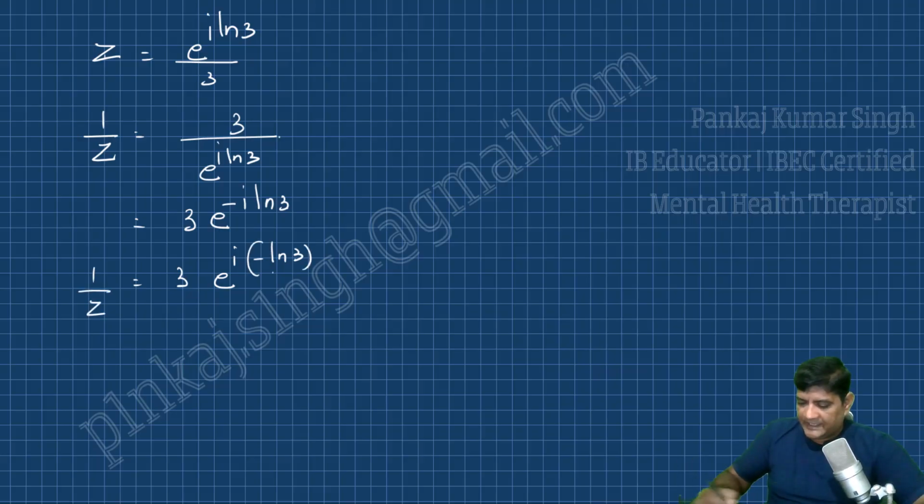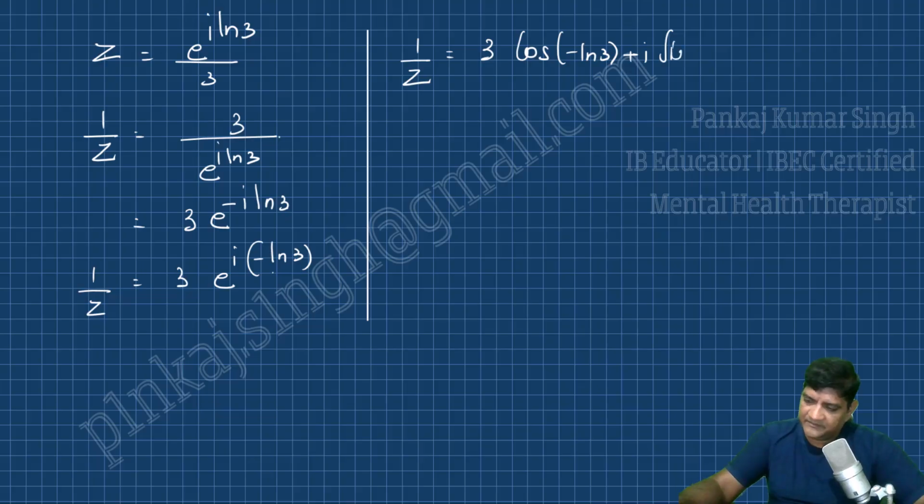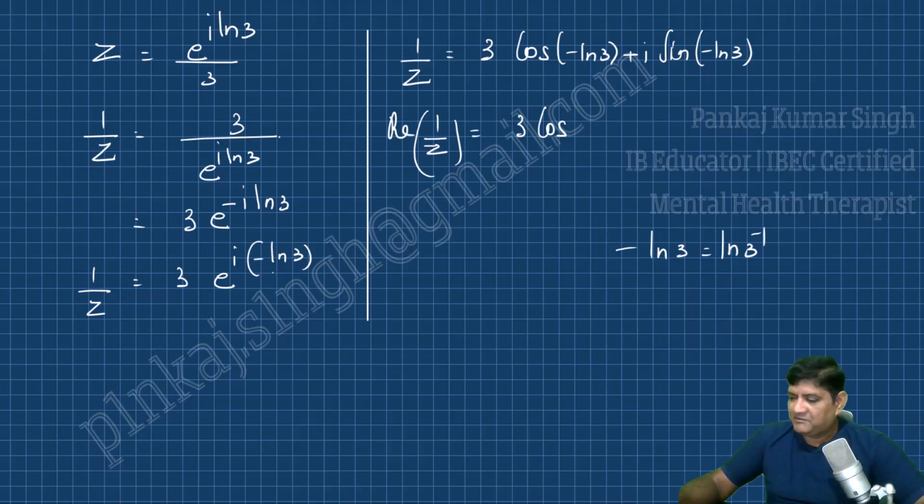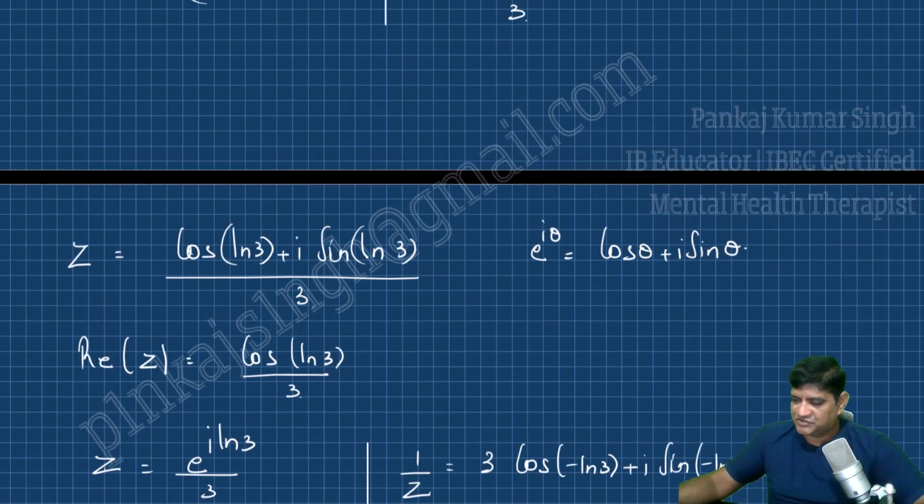Now, again, expanding this to the polar form, what I'm going to have is 3 multiplied with cos of negative ln 3 plus i sine of negative ln 3. So the real part of 1 over z is going to be equal to 3 cos of minus ln 3, which can be further simplified like that, and therefore this is going to be 3 cos of ln of 1 over 3. And that's the answer for this question.